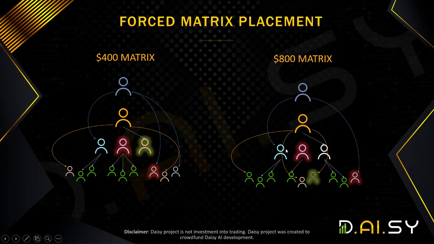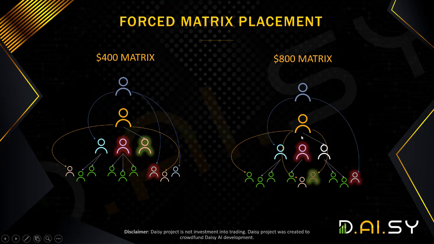Here I've got this person, this strong leader that falls into my $800 matrix, even though I didn't bring him in, but somebody that I brought in with my $100 matrix brought him in. So again, he's underneath me in my $800 matrix. I'm gaining from him, but his direct sponsor is not gaining in the $800 matrix, right?